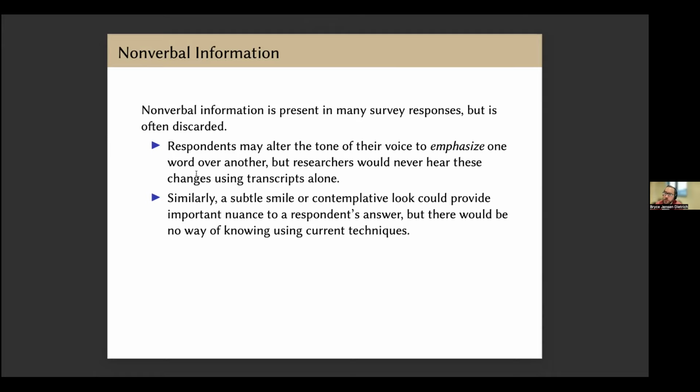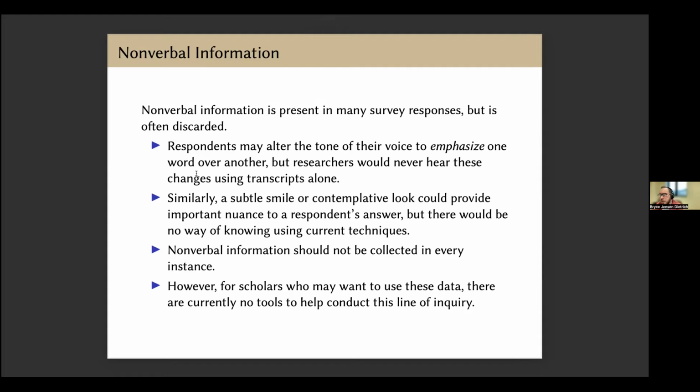This information is not currently accessible to researchers because the techniques, software, and technology are not presently available, which this study hopes to remedy. Now, nonverbal information should not be collected in every instance, and it is by no means free. However, for scholars who want to use these data, we want to provide a set of tools that will allow them to pursue these lines of inquiry.